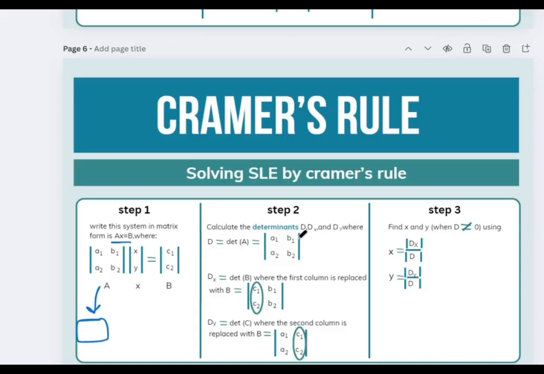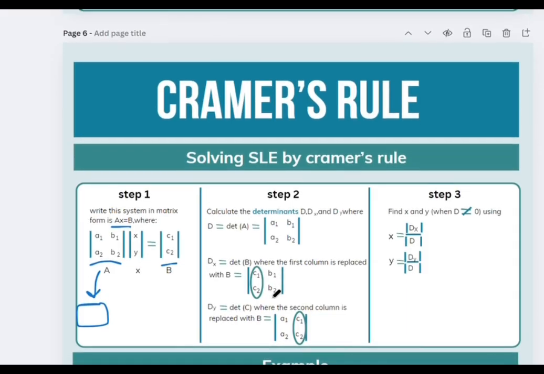Before this, we need to construct D, Dx, and Dy. For D, it is the same as the matrix A, while for Dx, we need to substitute the first column of A with column matrix B. You can see that C1 and C2 are inside this matrix Dx. The same goes for Dy. In this matrix, we substitute the second column with C1 and C2, which is our column matrix B. After that, we calculate their determinants.